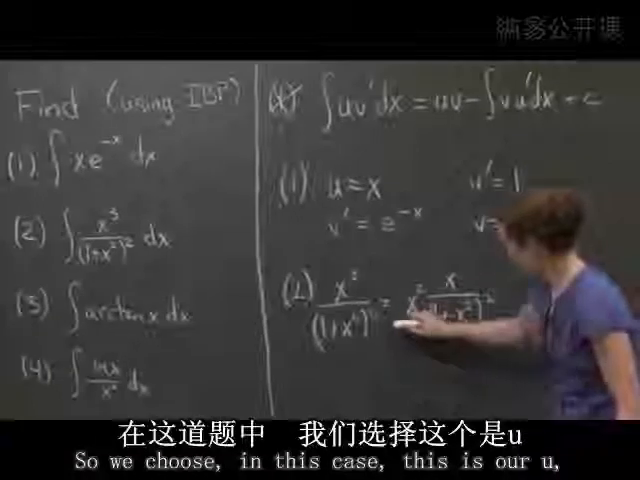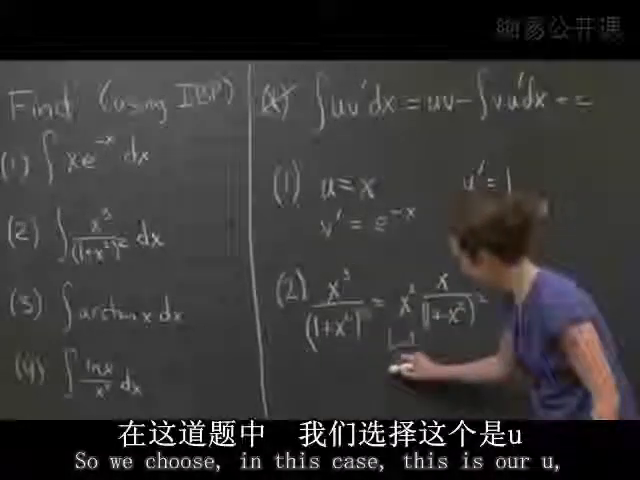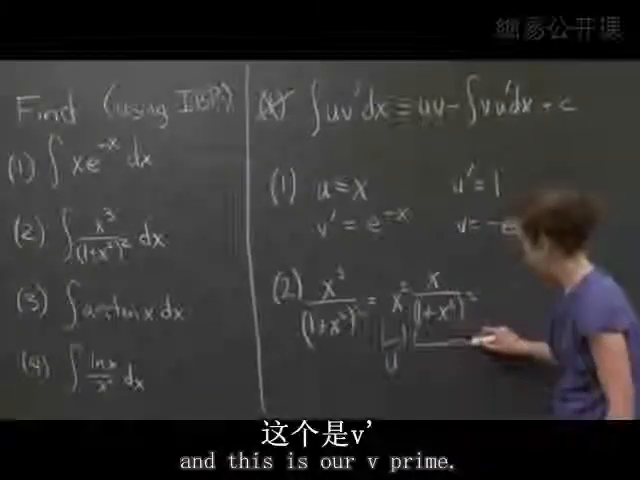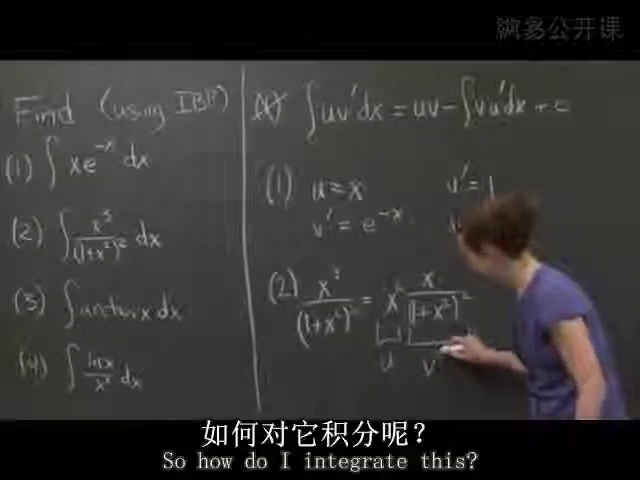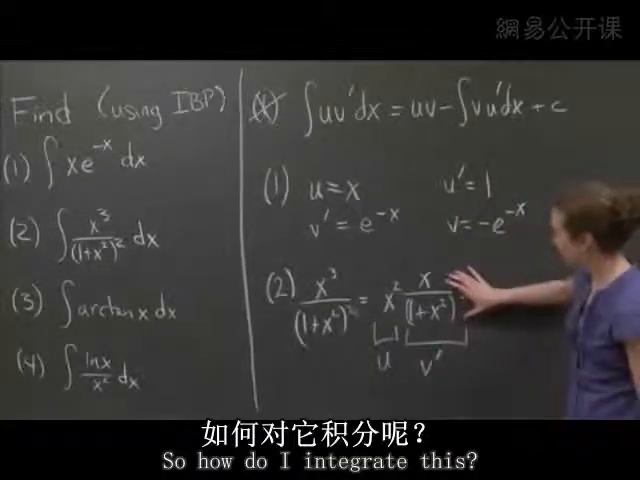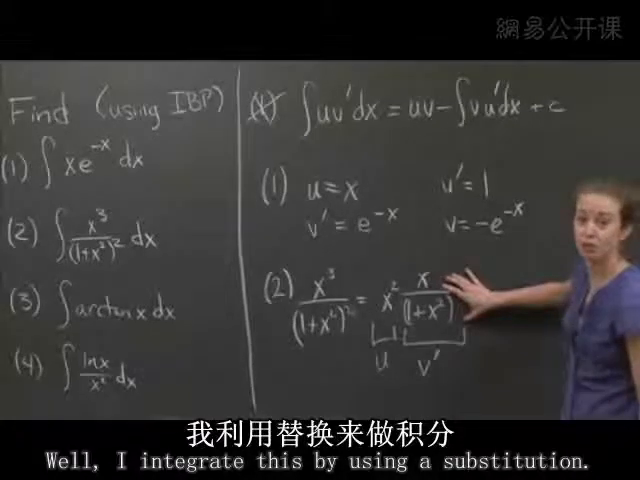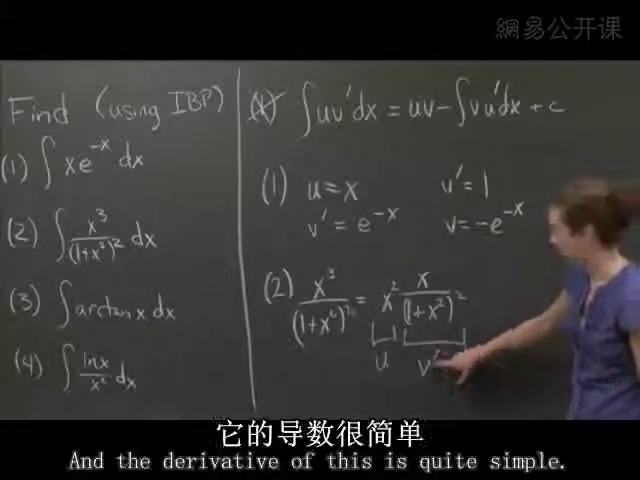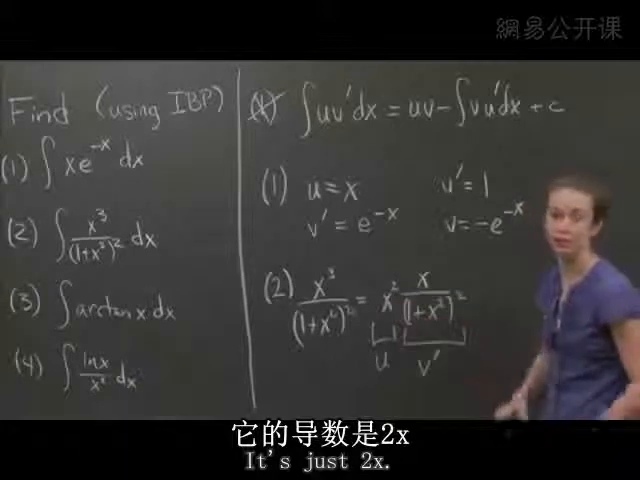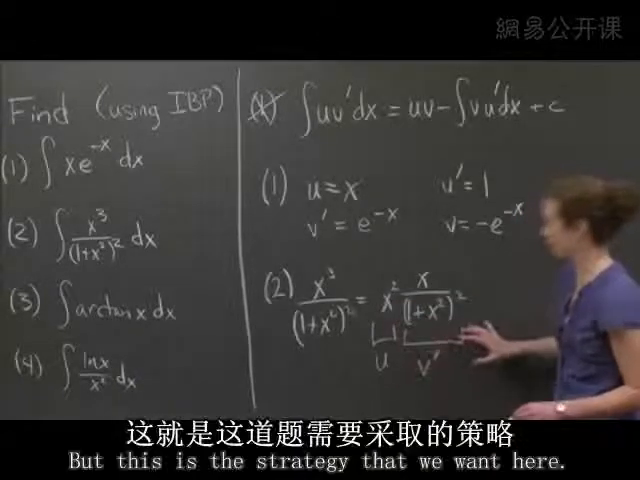So we choose, in this case, this is our u, and this is our v prime. So how do I integrate this? Well, I integrate this by using a substitution, and that will give me v. And the derivative of this is quite simple. It's just 2x, right?